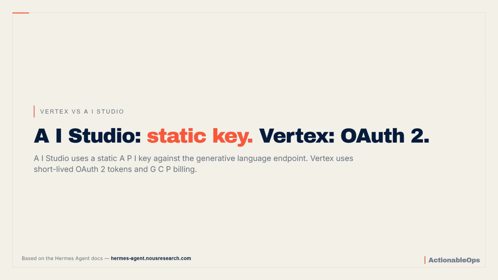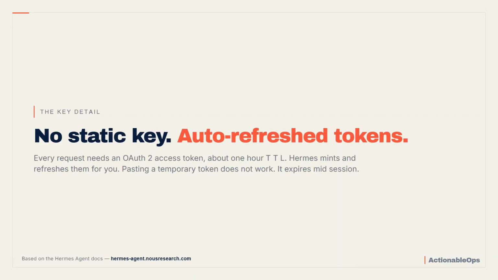It expires mid-session. Before you start, you need a Google Cloud project with the Vertex AI API enabled and billing active. For credentials, pick one of two paths: a service account JSON key file with the aiplatform.user role, or application default credentials via gcloud auth application-default login.